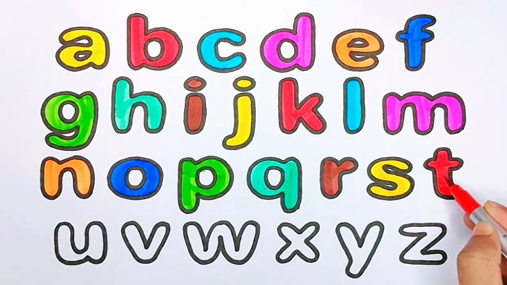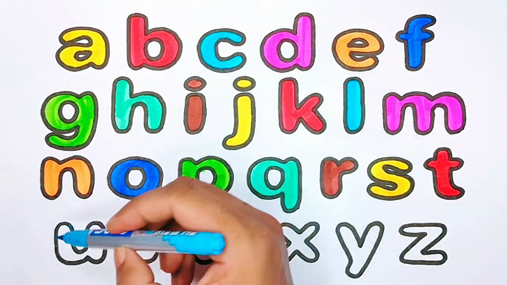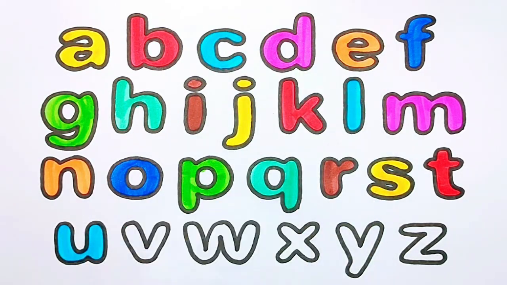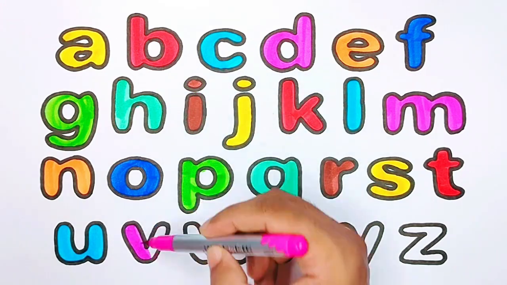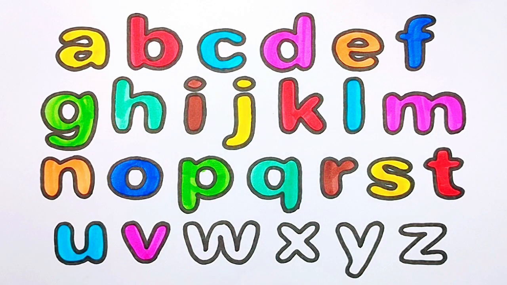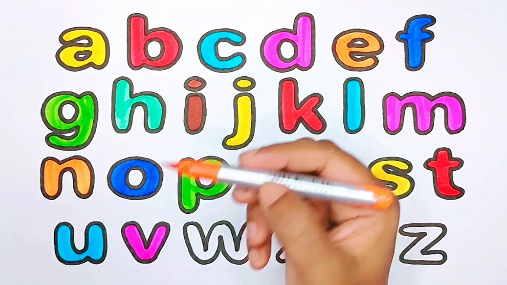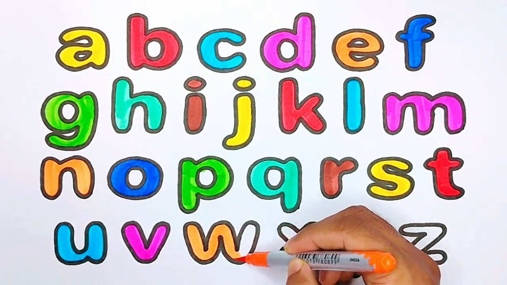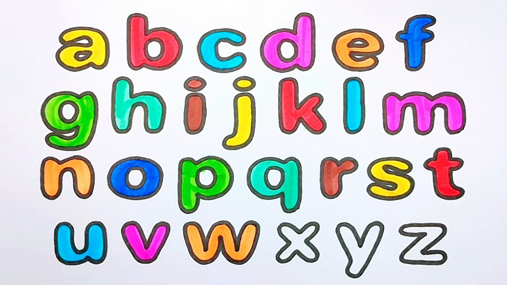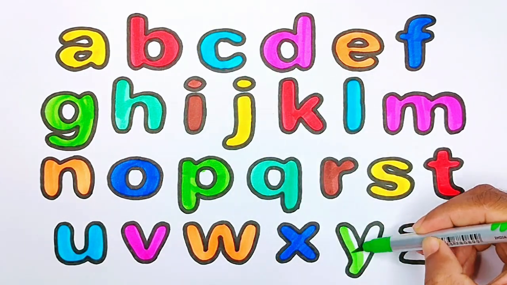T for telephone. Sky blue color U. U for umpire. Pink color V. V for vacuum cleaner. Orange color W. W for wall. Blue color X. X for Xbox. Green color Y.